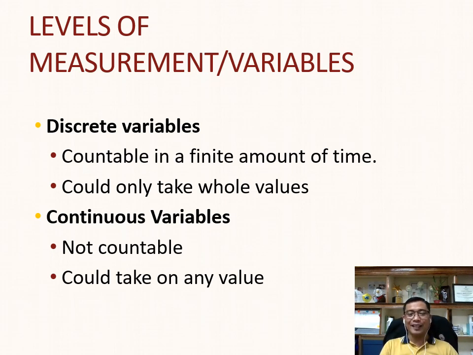1.1 individual. A person cannot be divided. So the number of people, those are discrete variables. But if it's continuous, they are not countable. You could not place them in just purely whole numbers. They could take on any value. And it's simpler to categorize this way rather than on the three levels of measurement.